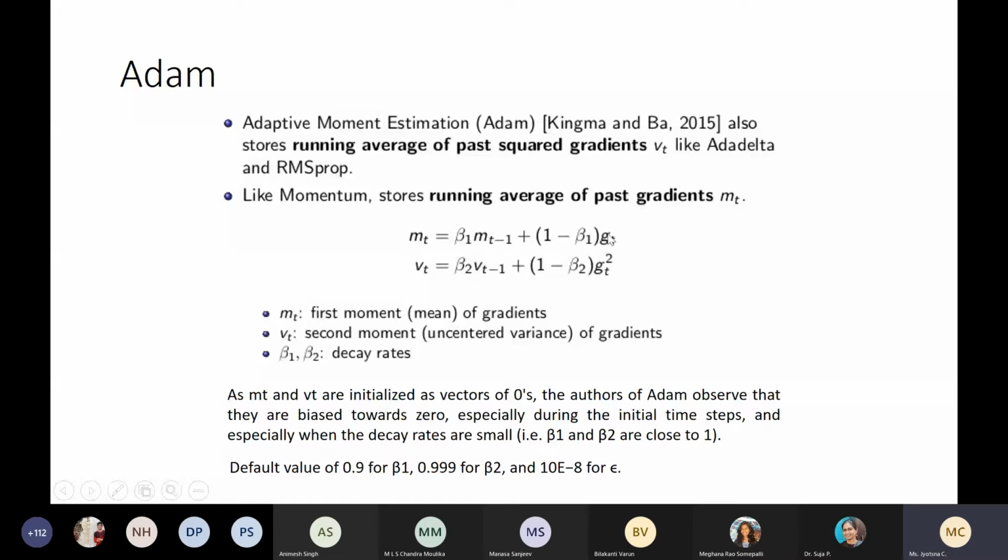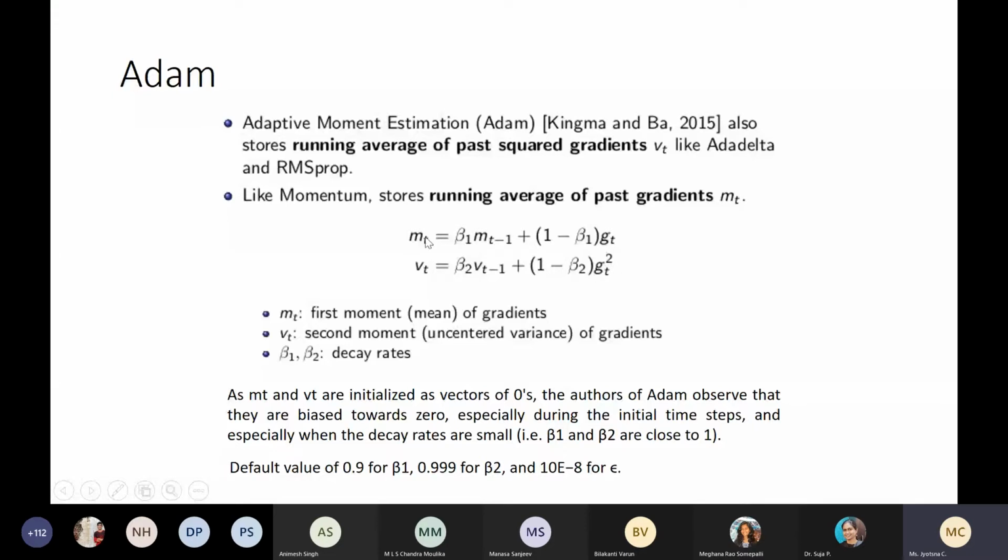You will be considering each step. In the previous MT, you have another gradient, right? Again that will have another MT minus 1, which will have another GT. So in all the steps you are looking at the past GT. So it is the running average of the past gradients, but in VT it is the running average of past squared gradients.